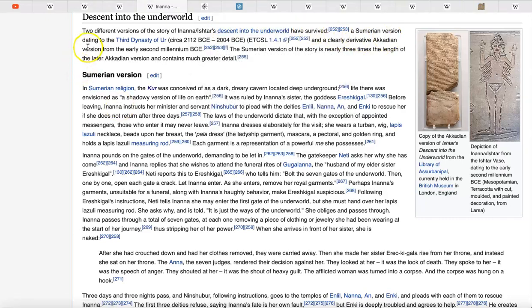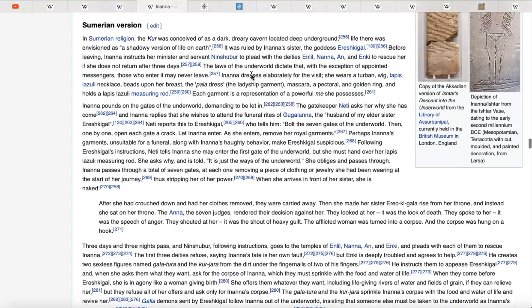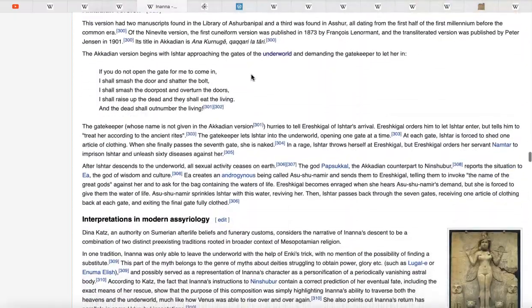A Sumerian version dating to the 3rd dynasty of Ur, these are the dates, circa 2112 BCE to 2004 BCE, okay? And a clearly derivative Akkadian version from the early 2nd millennium BCE. The Sumerian version of the story is nearly 3 times the length of the later Akkadian version and contains much greater detail. Okay, so they talk about the Sumerian version, then they talk about the Akkadian version.